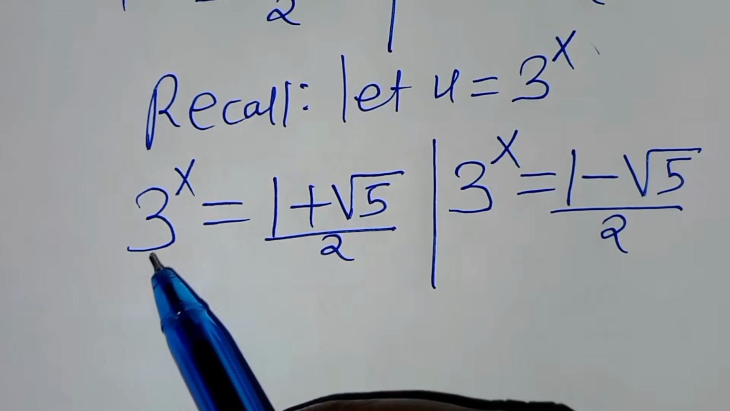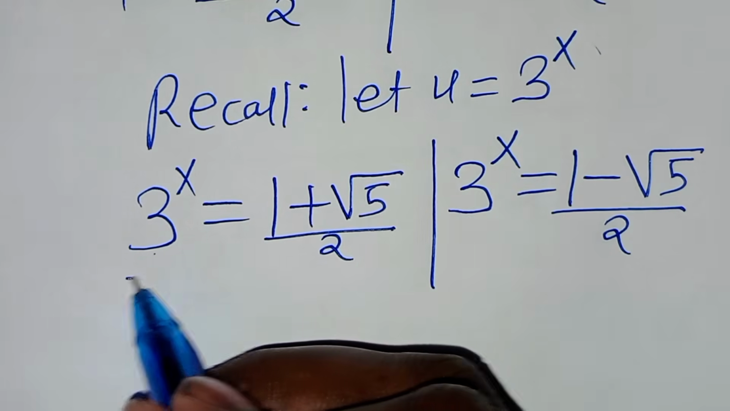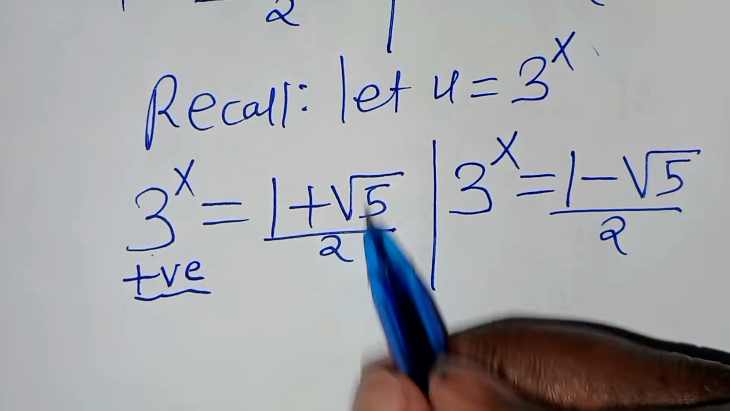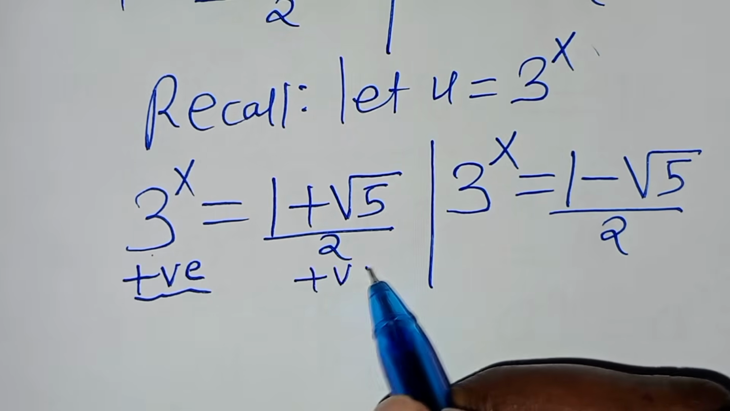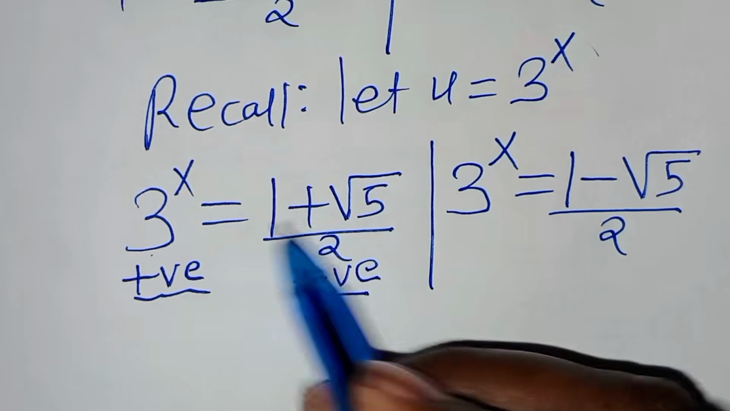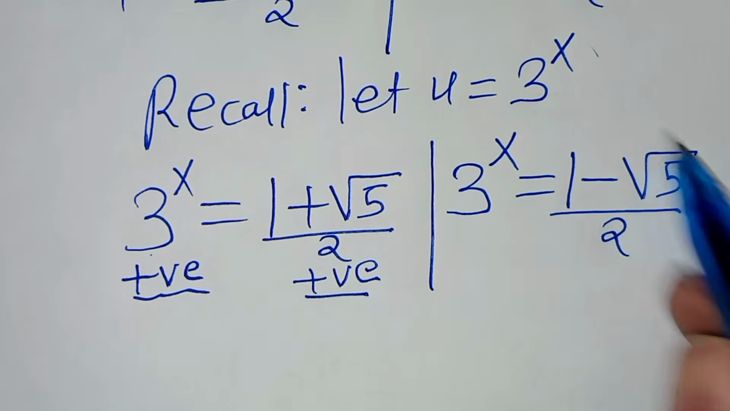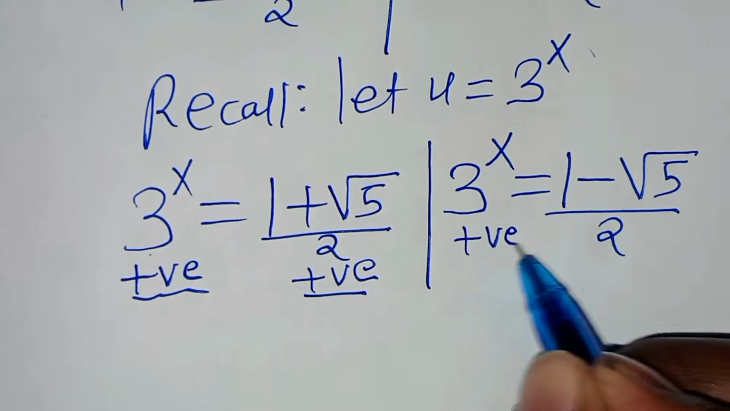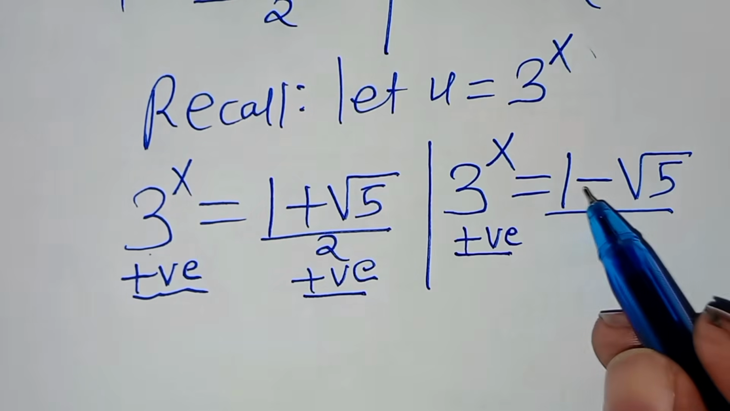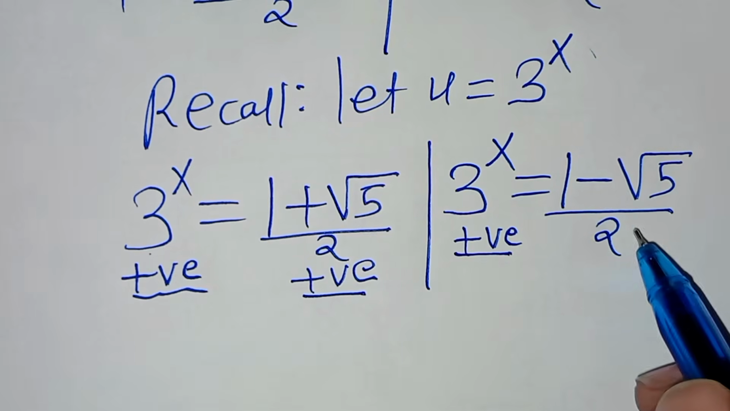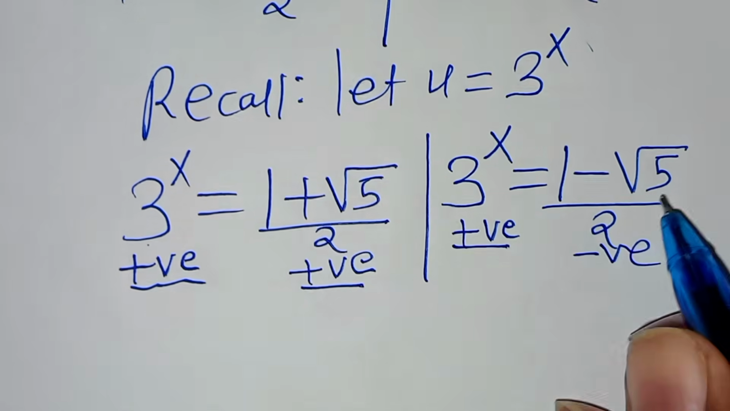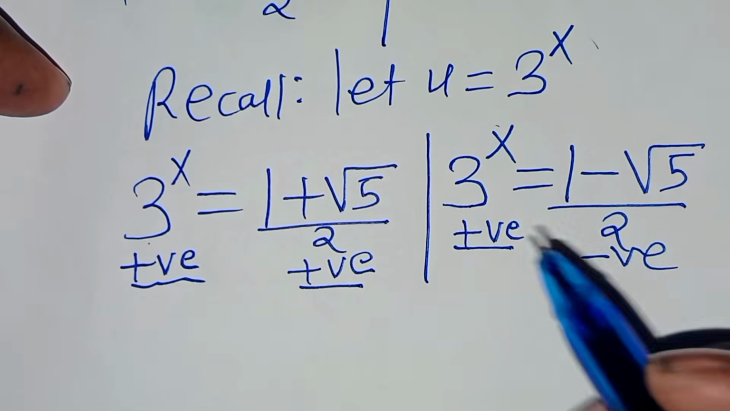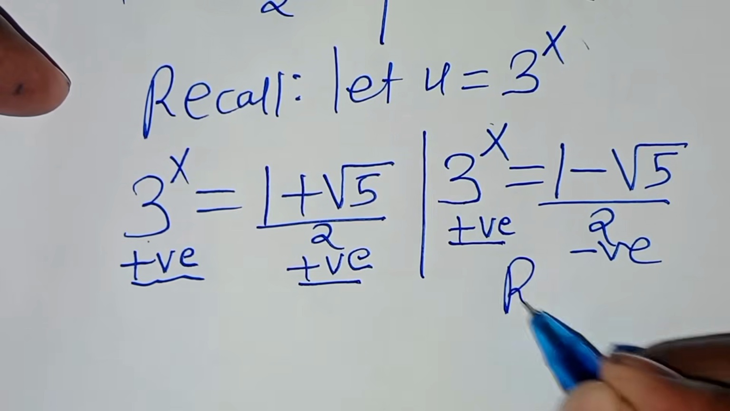Now, we have that 3 to the power of x essentially is supposed to give us a positive value. And you find that 1 plus square root of 5 over 2 is also a positive value. So you proceed here to solve for x. But on the second part here, 3 to the power of x is positive. This will give us a positive value. But 1 minus square root of 5 over 2 is negative. So there's no way we can have 3 raised to the power x equal to that. So the second part here is rejected.